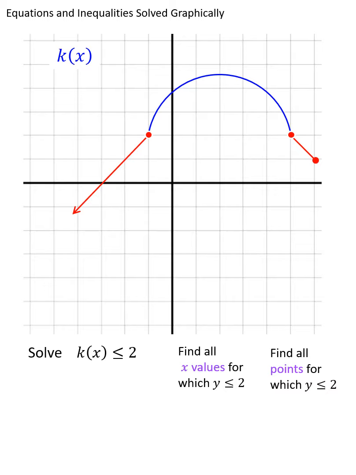Why am I putting solid dots here? Because I'm including those points because they have y coordinates that are actually equal to 2, and hence the less than or equal to 2 part is satisfied. So I've identified all the portions of the graph that have y coordinates less than 2, but again, I'm solving for x here. So I need to find the x values that correspond to all the points in red here.